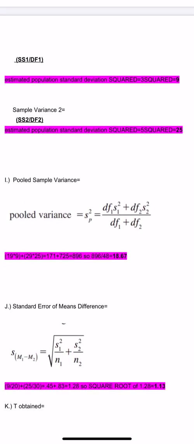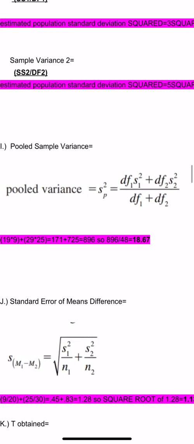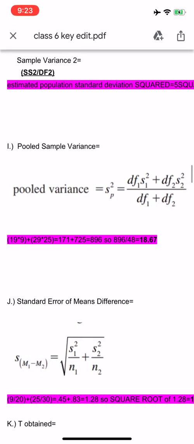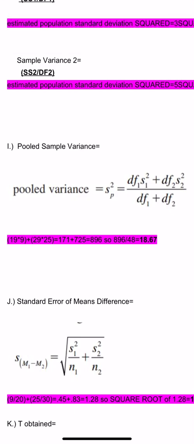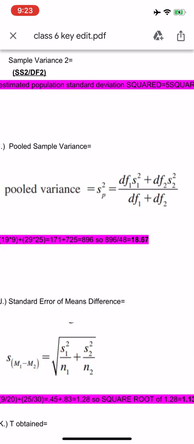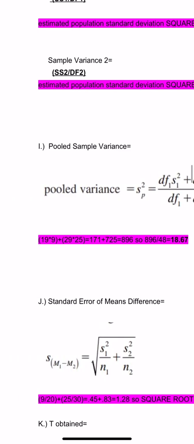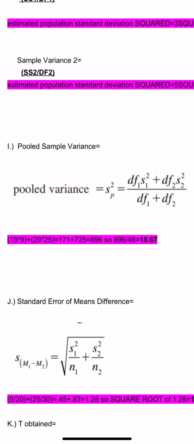All right, so now you have to do the pooled for this one. So again, do it step by step. Take the DF of group 1, which is 19, times the S of group 1, which is 9, plus DF of group 2, which is 29, times the S of group 2, which is 25. And that equals 171 plus 725, which equals 896. So 896 divided by 48. 48 is DF1 plus DF2, or DF total, same thing. So the pooled variance is 18.67.